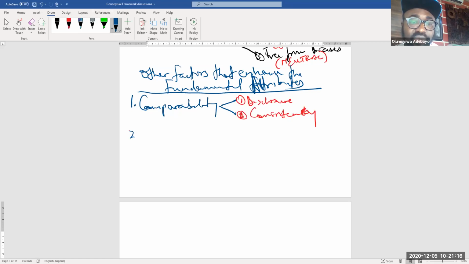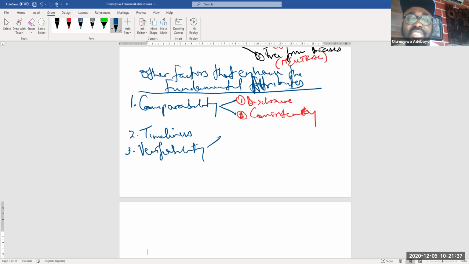Okay, second one is the timeliness of information, which corroborates what we discussed under relevance. Ability to influence decision making is sacrosanct, but how timely it is provided is equally important. The other aspect is verifiability, as we have said.